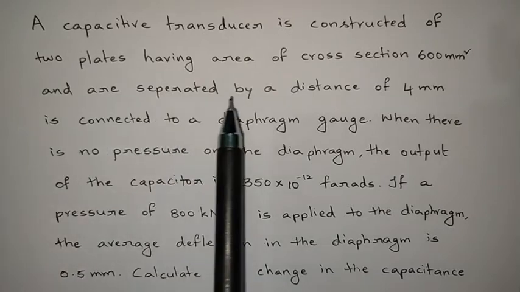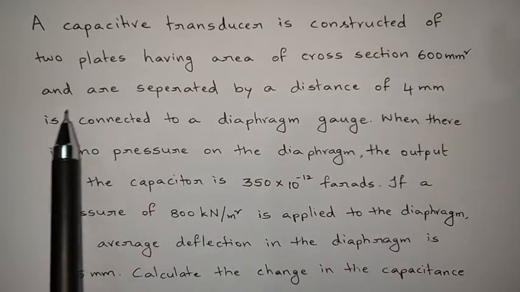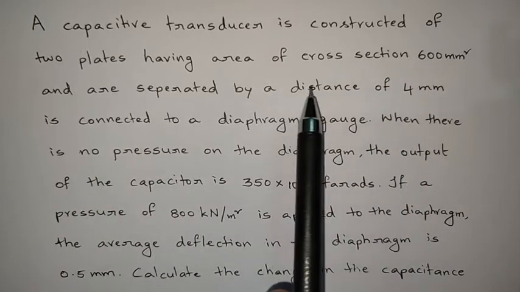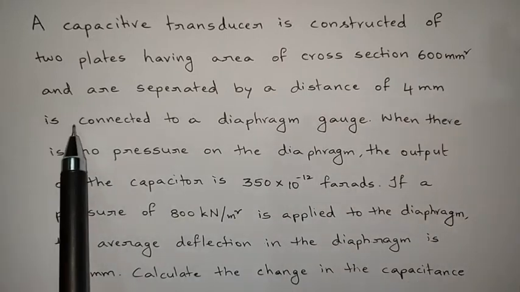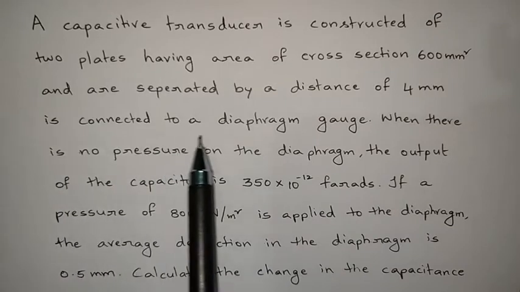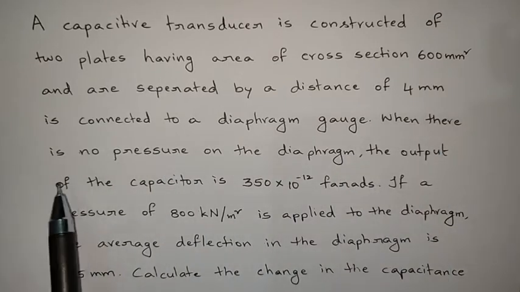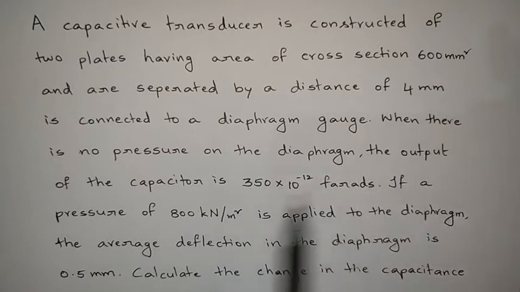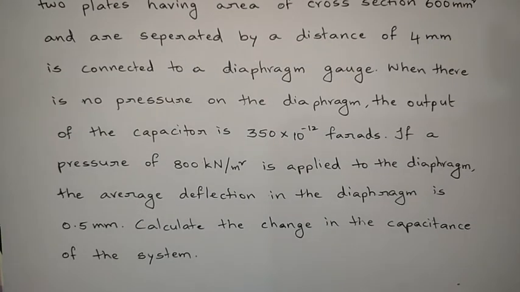A capacitive transducer is constructed of two plates having area of cross section 600 mm square and are separated by a distance of 4 mm. It is connected to a diaphragm gauge. When there is no pressure on the diaphragm, the output of the capacitor is 350 into 10 power minus 12 farads. If a pressure of 800 kilonewton per meter square is applied to the diaphragm, the average deflection in the diaphragm is 0.5 mm. Calculate the change in capacitance of the system.